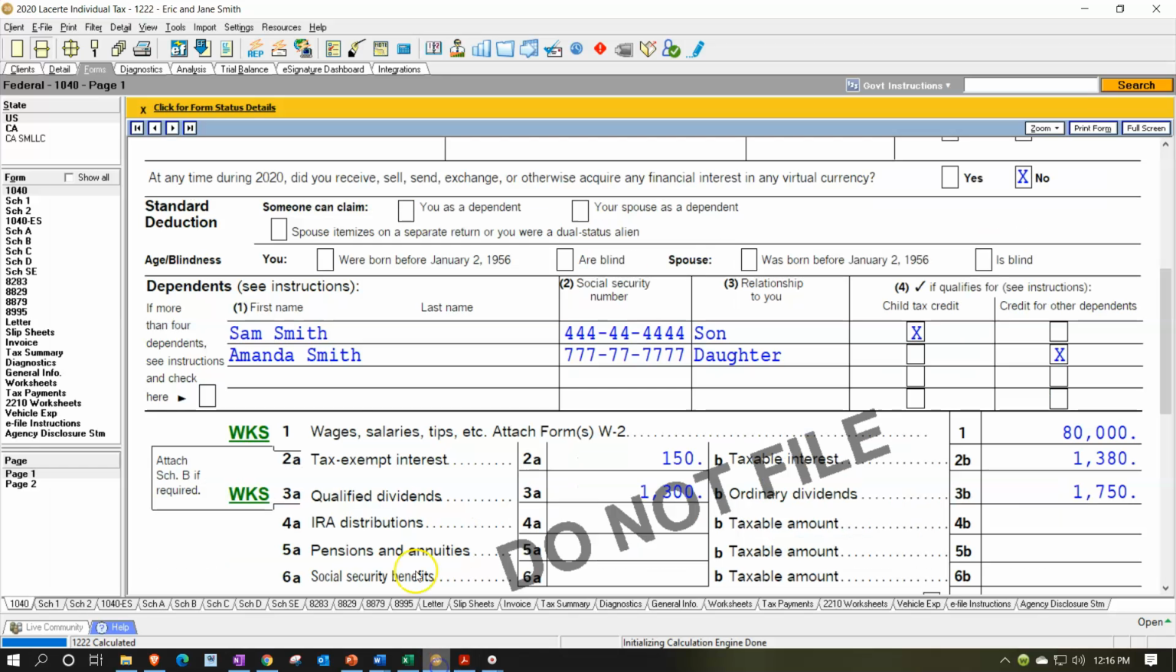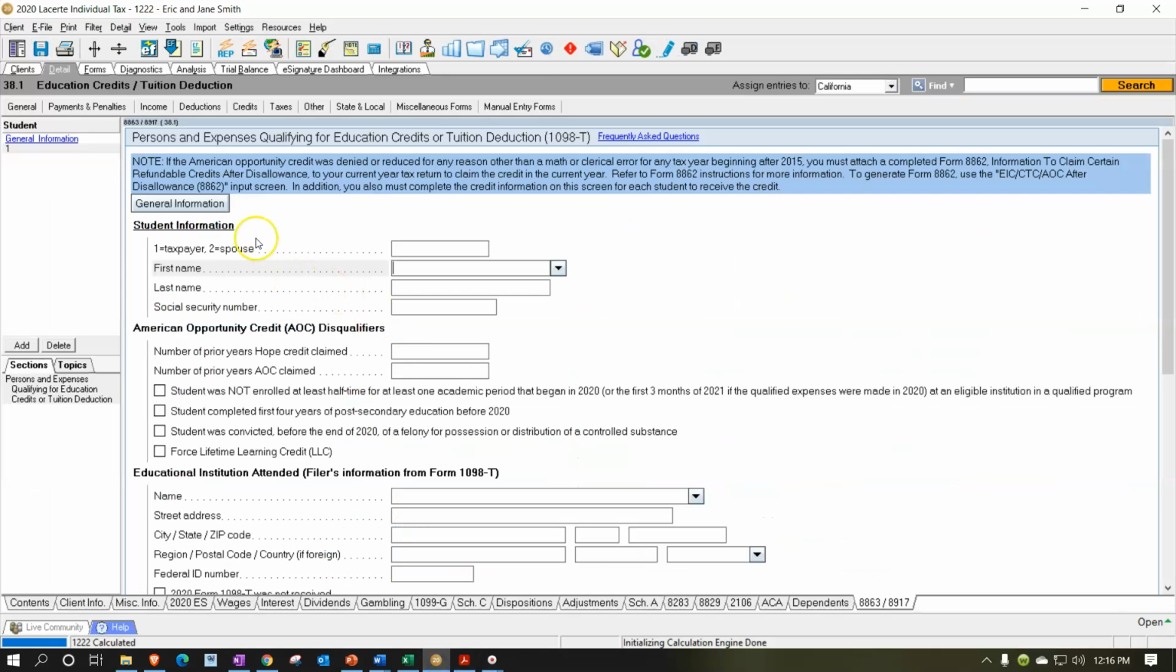So we got our credit that we're going to be adding in. So we're looking at our education credits. It's not for the taxpayer or the spouse. We're looking for a dependent, and that dependent's going to be Amanda. So we're pulling over Amanda here. Then it says number of years the HOPE credit was claimed. We're just going to say none at this point in time.